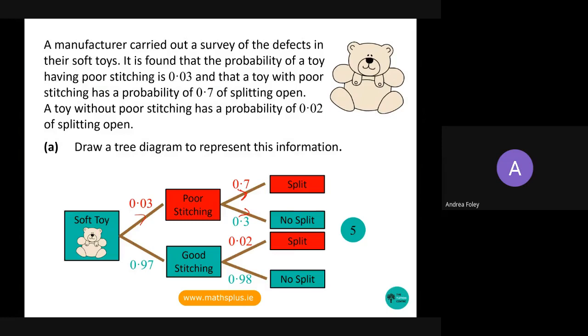For high partial credit, which is 4 marks, we're looking for a fully correct tree diagram with only 1 or 2 mistakes.